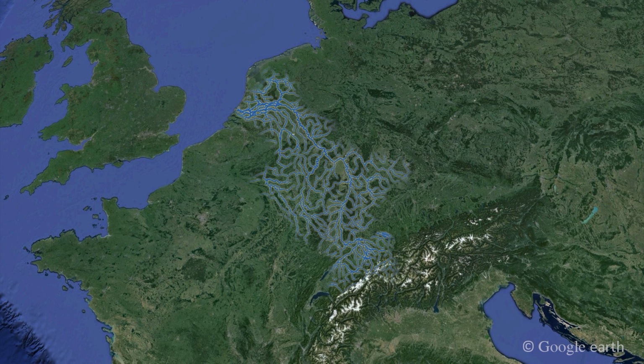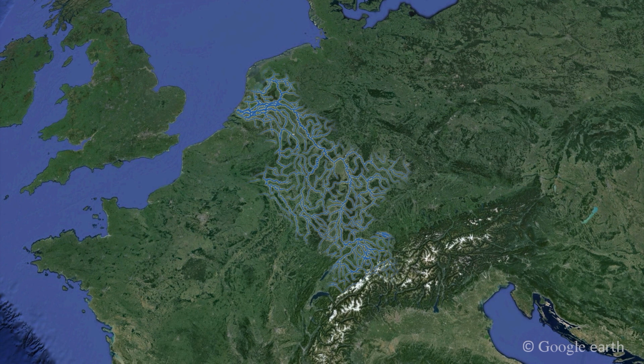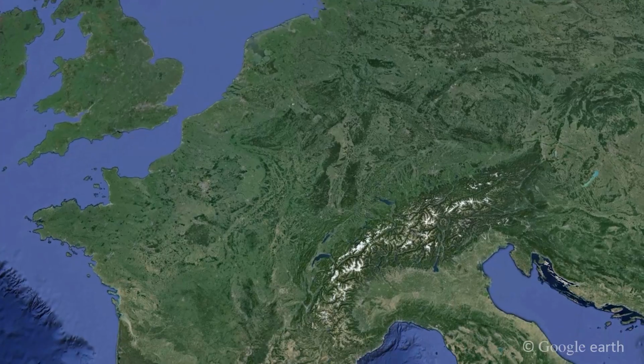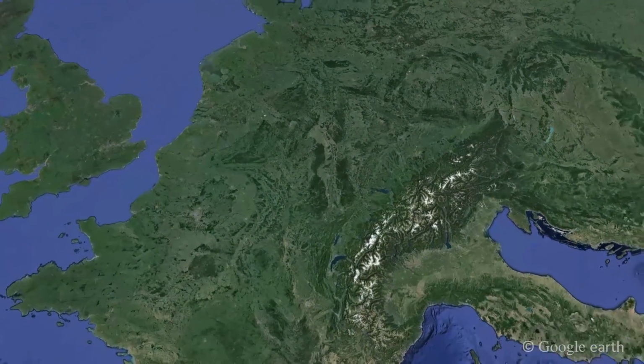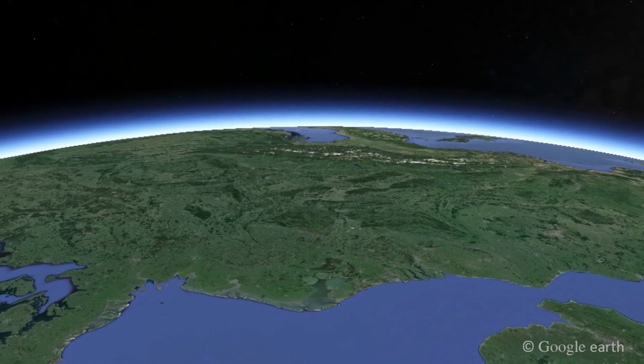The question we are addressing in this submodule on rivers is, why does the river look as it does? The topography defines the boundaries of the river basin or catchment. Now we will focus on the basin of the Rhine River. This river system enables transport of water and sediment from the Alps to the North Sea.